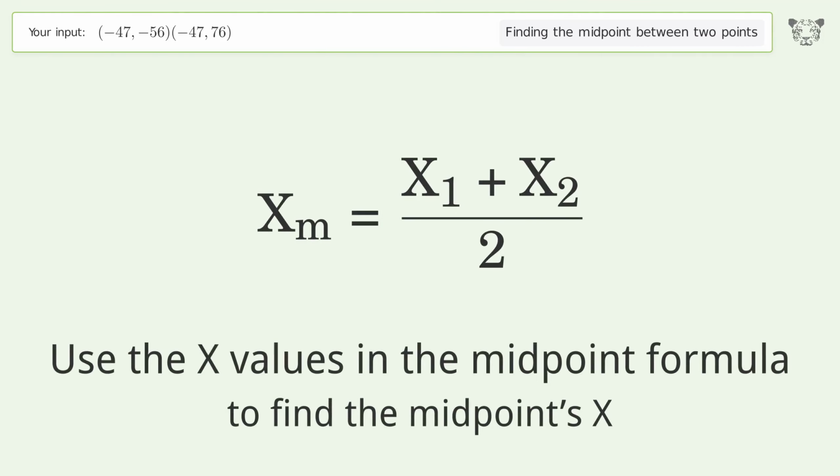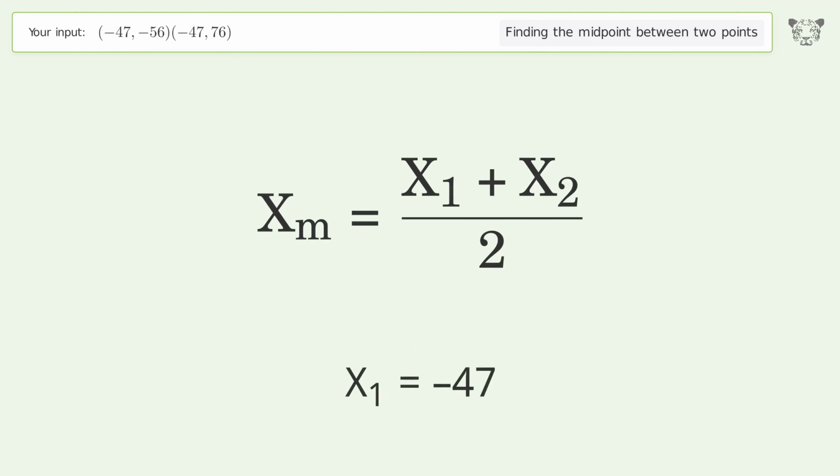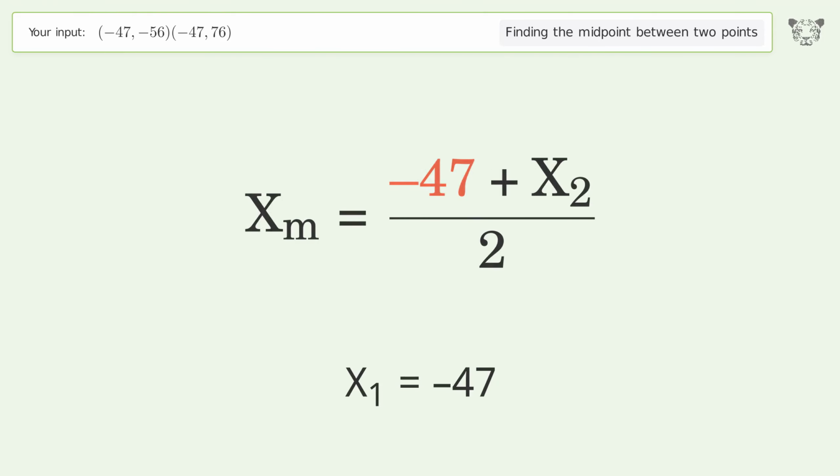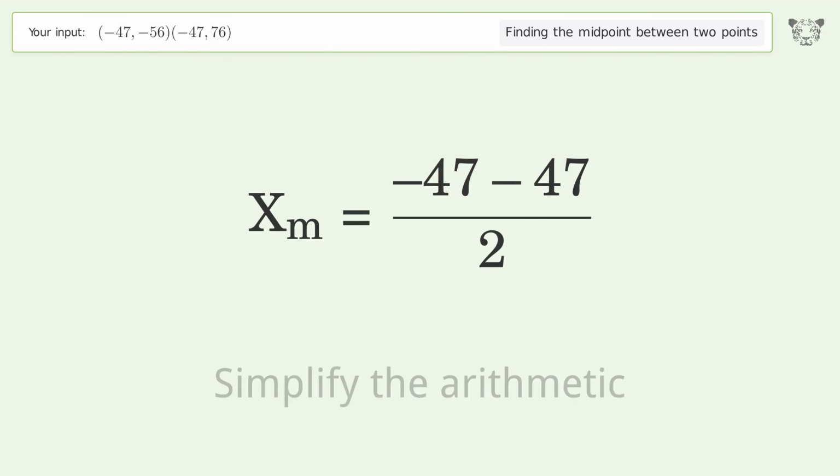Use the x values in the midpoint formula to find the midpoint's x. x1 equals negative 47. x2 equals negative 47. Simplify the arithmetic.